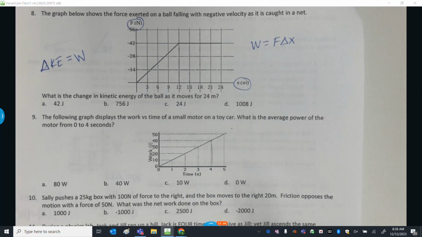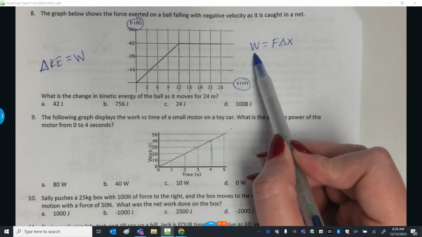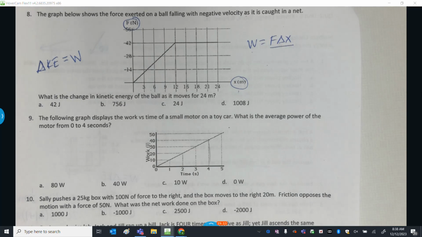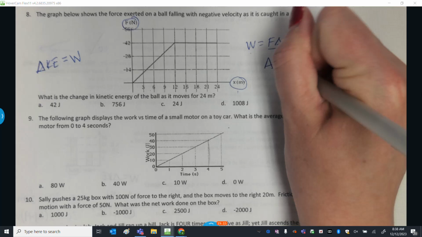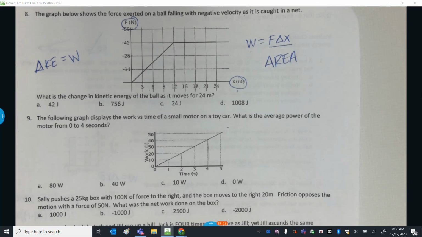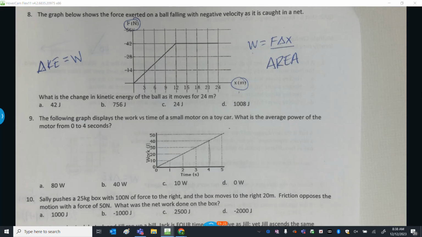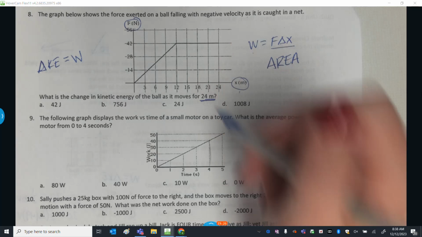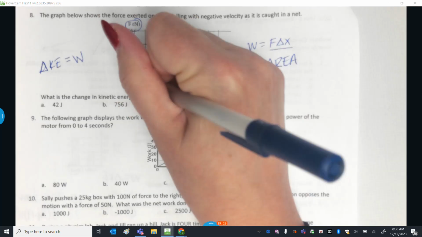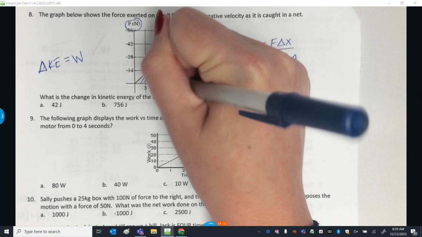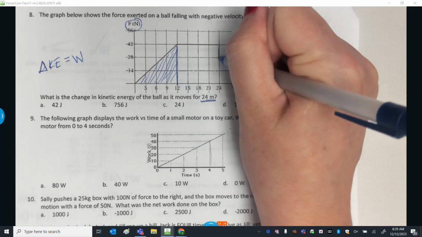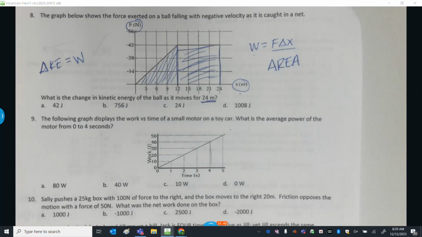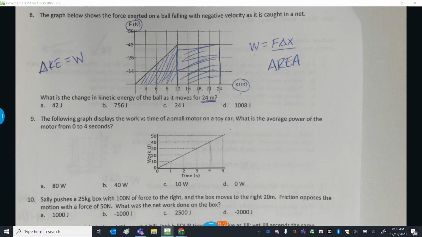And so if you are in a situation where you're trying to find something and it's on the axes of your graph and you are multiplying your x and y axes, find area, which means I just need to find the area of the shapes on this graph. And I want the whole graph because it says 24 meters. That's the whole thing. So I need to find the area of this triangle, and then I need to find the area of this rectangle, and I need to add them together. That total area is going to give me my total work, and that will be equal to my change in kinetic energy.